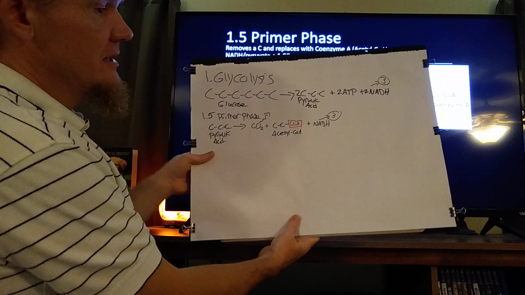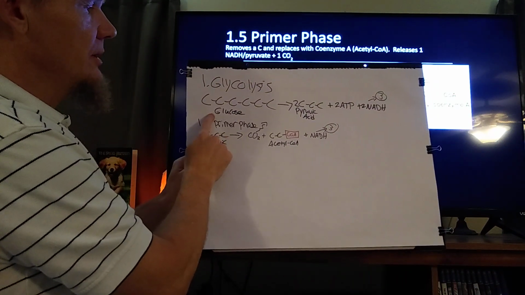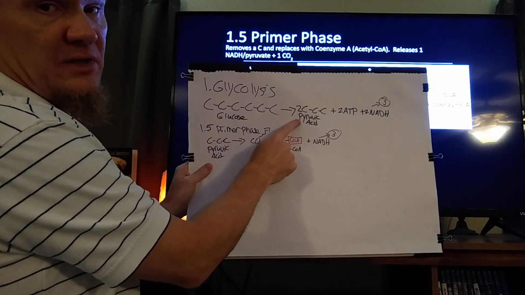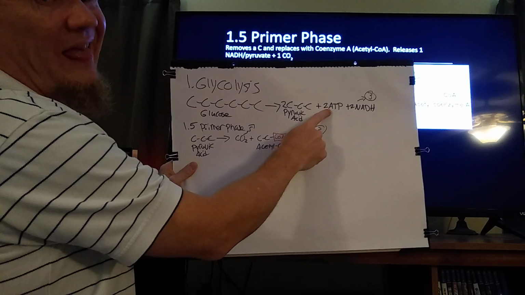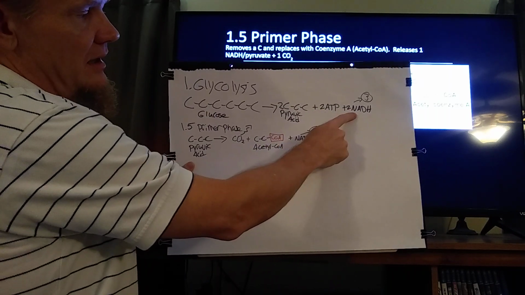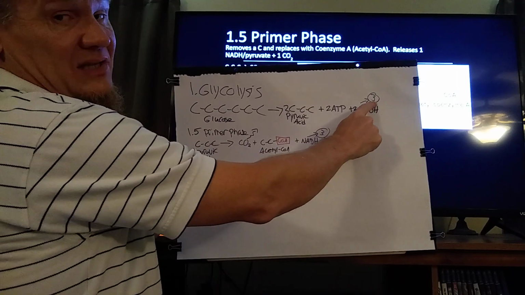The first thing that we did is we took our 6-carbon molecule called glucose and we cut it in half. And we got 2 of these pyruvic acid things. I also got 2 ATP, that's what we're trying to make. And then I got 2 of these NADH things. NADHs go to the end, they go to step 3.